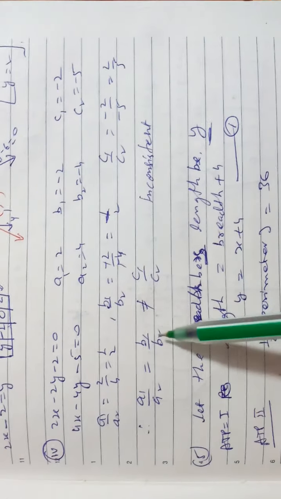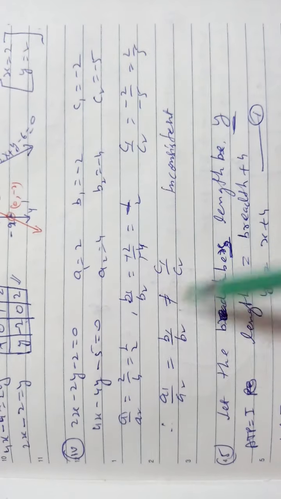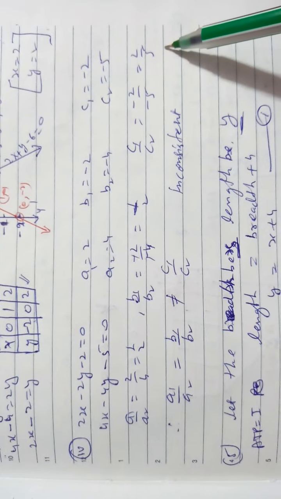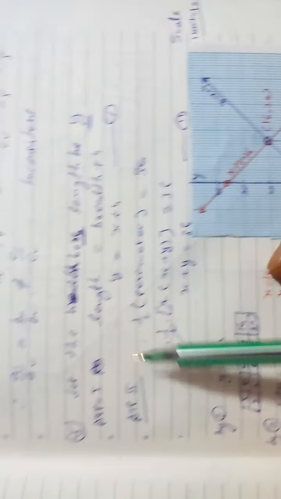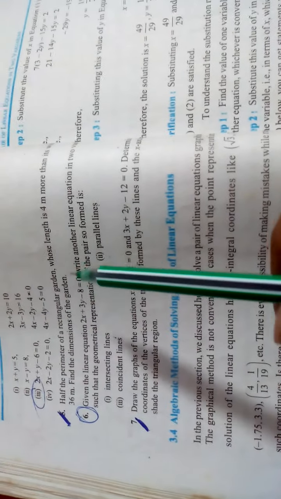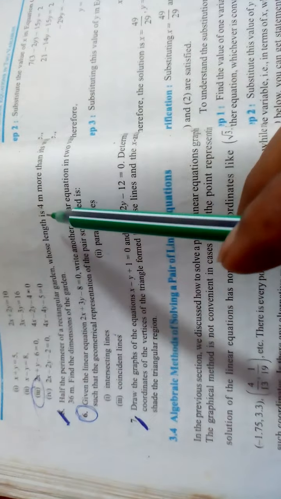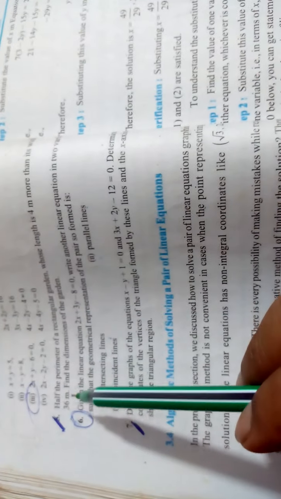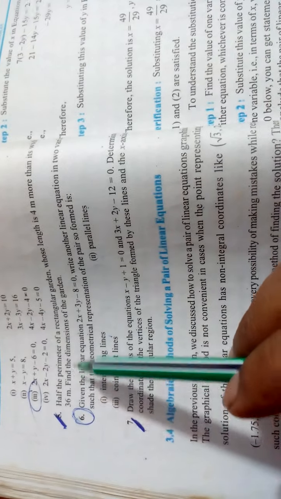Fourth part is again inconsistent. A1 upon A2 not equal to B1 upon B2, half and 2 by 5. Question number 5, the question is given. Half of the perimeter of a rectangular garden whose length is 4 more than the breadth is 36. Find the dimensions of the garden.